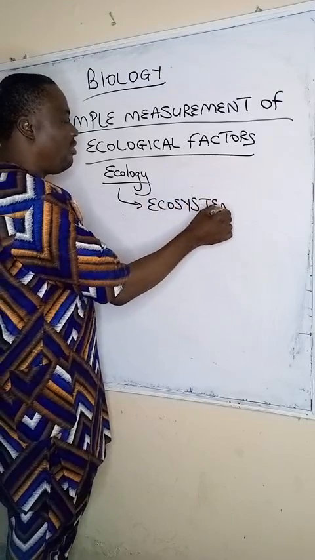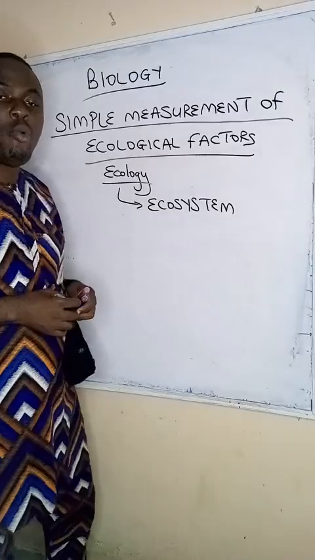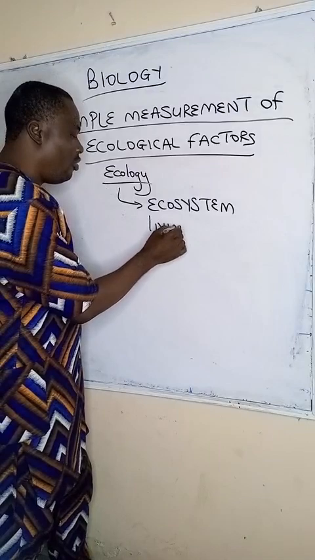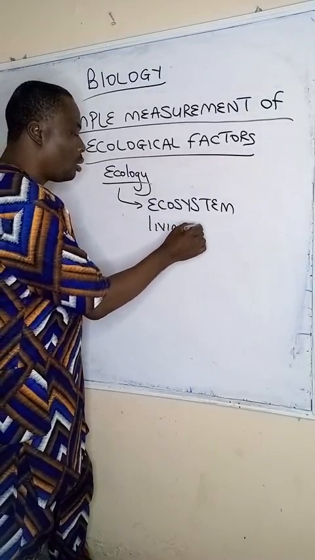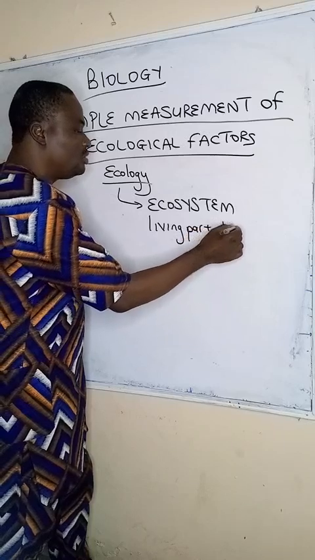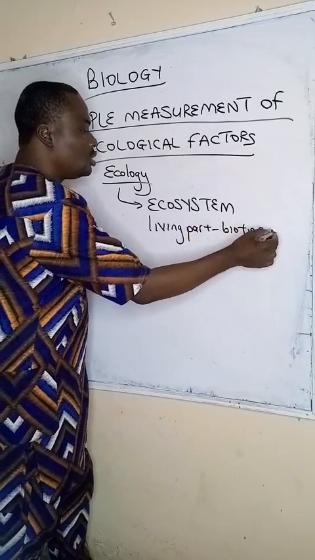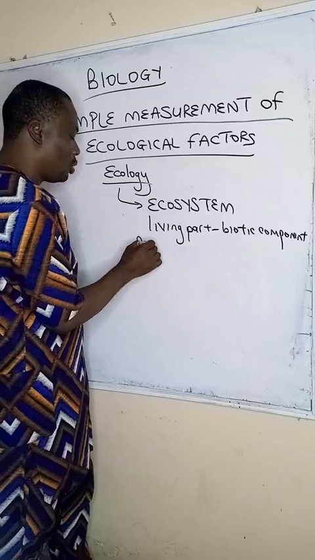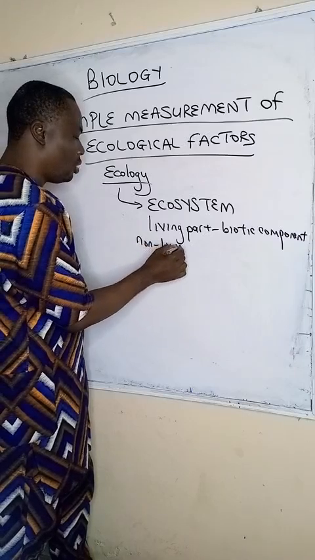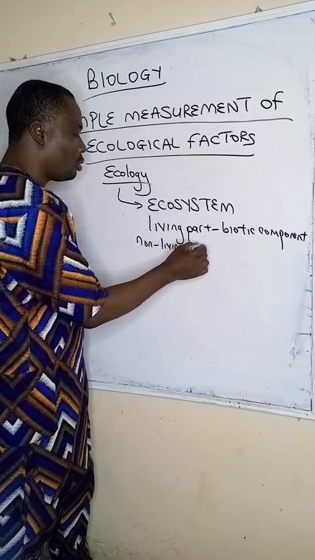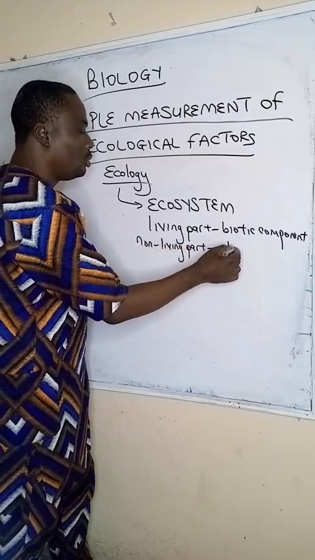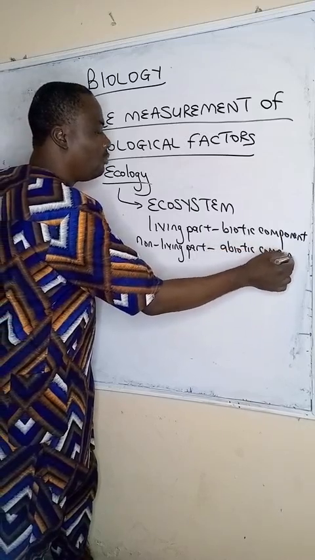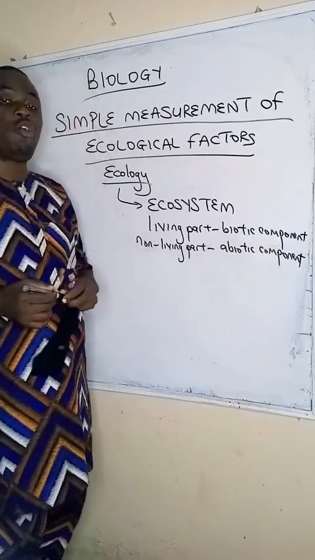The ecosystem is a self-supporting unit made up of a living part called the biotic components, and the non-living part called the abiotic component.